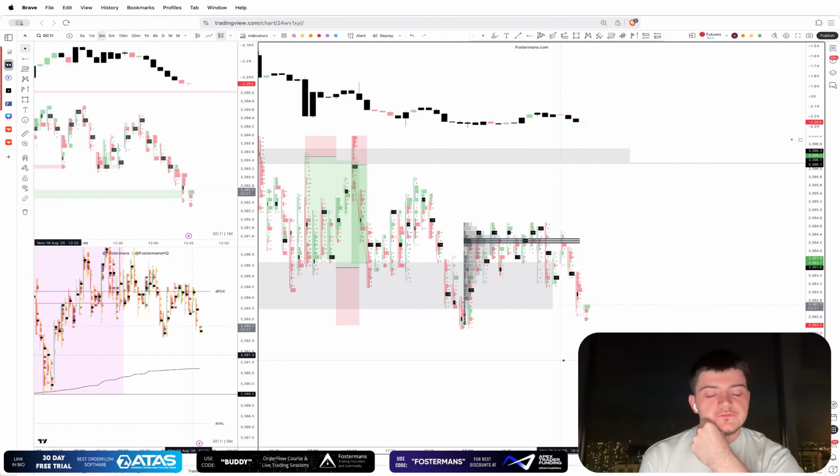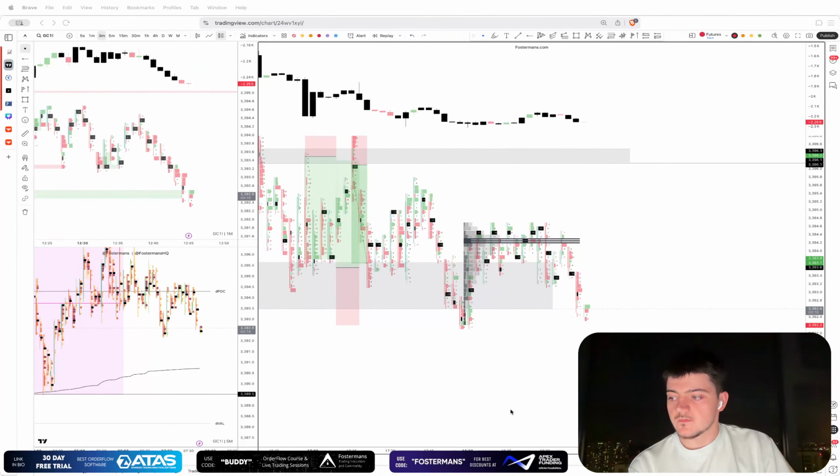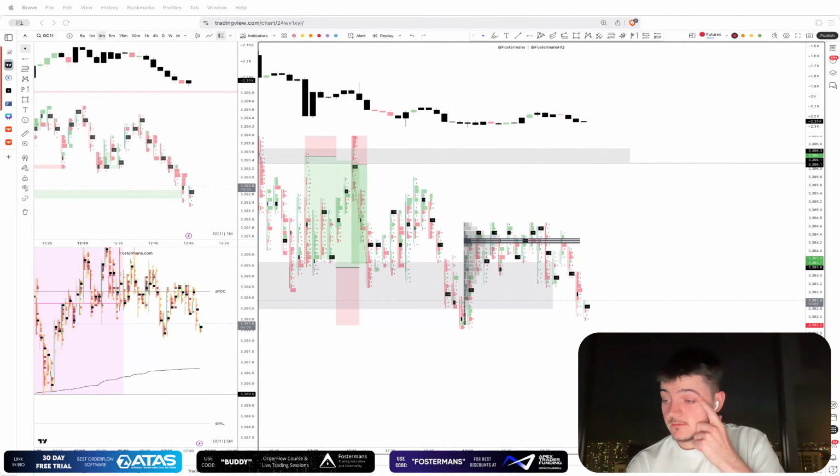Here's the bell curve. Insane. Oh wow, that just straight up went. That was nice.